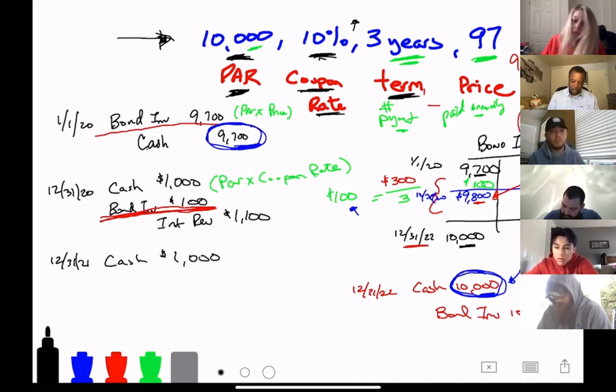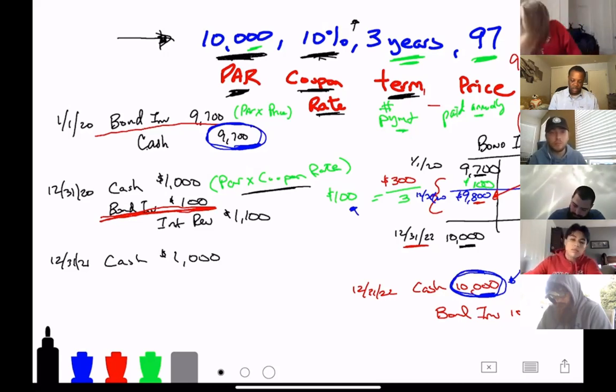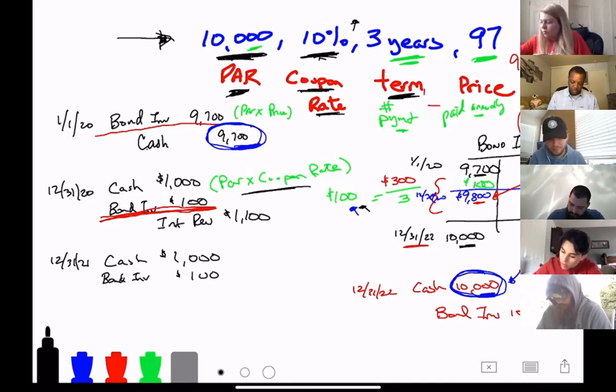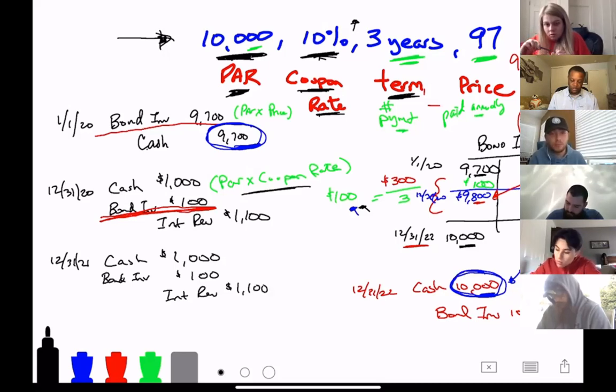And that's the par times the coupon rate, the 10% times the par, 10,000. We're also going to increase our bond investment by another $100. And then the credit goes to interest revenue, 1,100. It's basically the same journal entry that just repeats every time we get a payment.